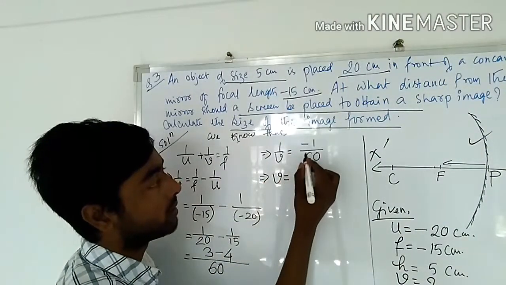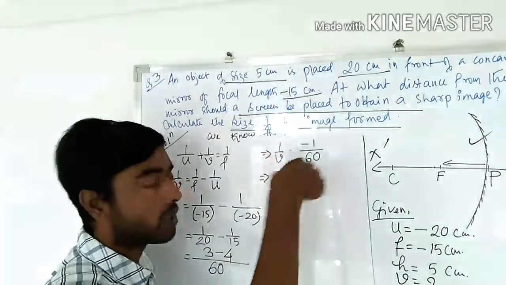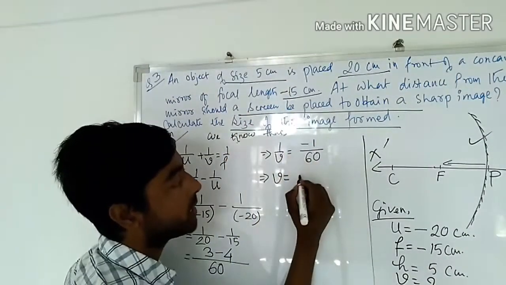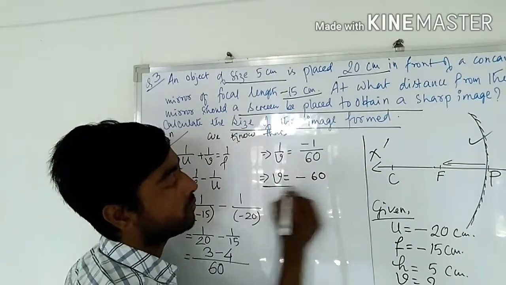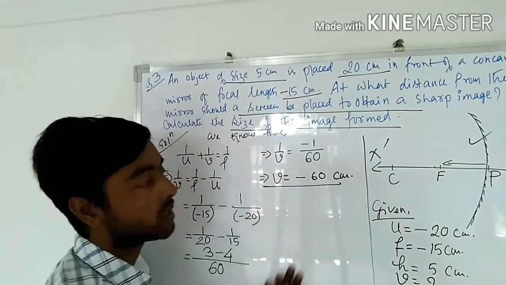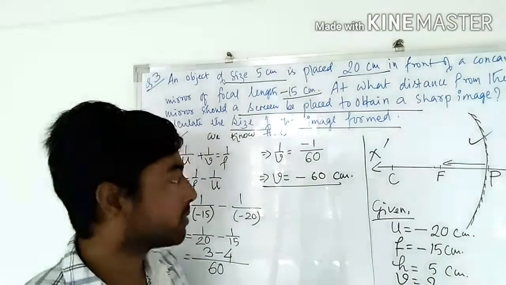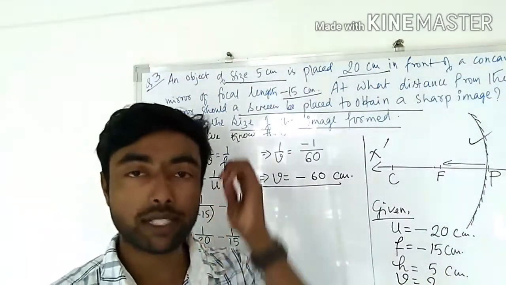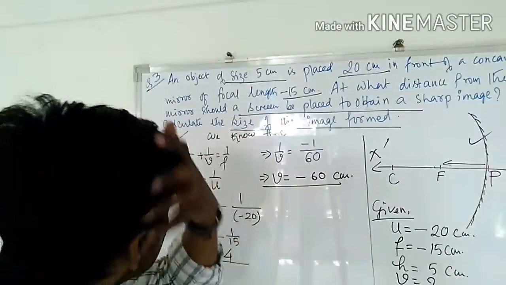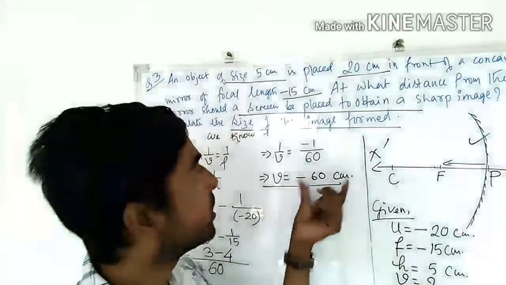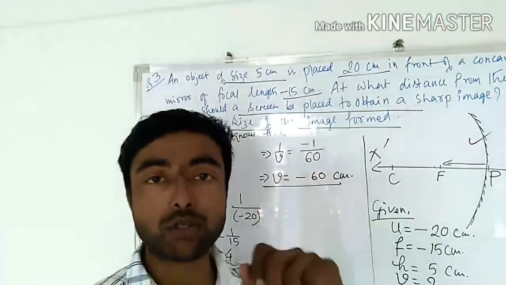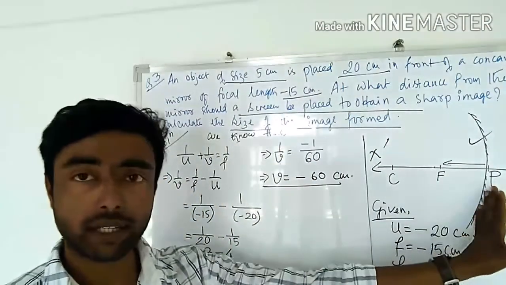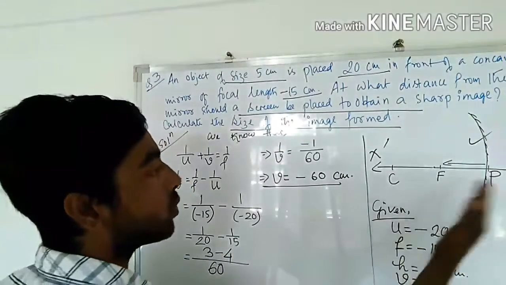So what can we write here? V will be, you are doing reverse, so it will also be reverse. So minus will be there, 60. So V is minus 60 centimeter. What does it mean? It means V value is negative. You have to understand that V value negative means your image is where? Your screen is also in front of the mirror. Clear? Because negative means towards left.